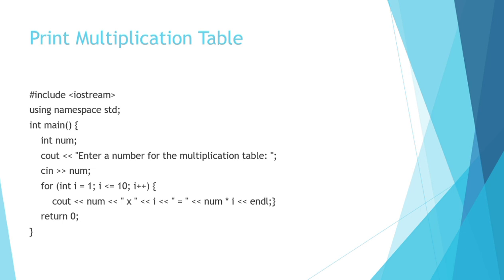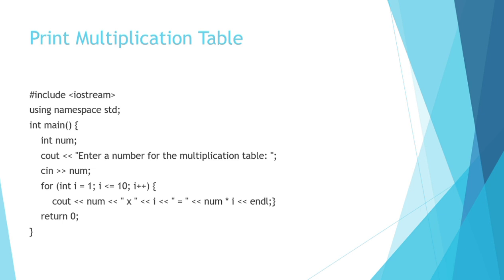cin >> number; The cin object is used to take input from the user. The extraction operator extracts the input value and stores it in the variable number. for (int i = 1; i <= 10; i++). This is a for loop that generates and prints the multiplication table of the number entered by the user.